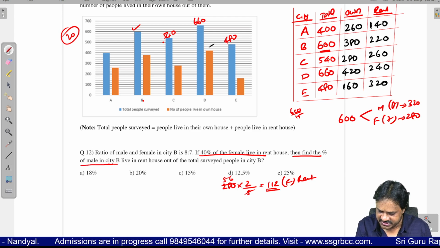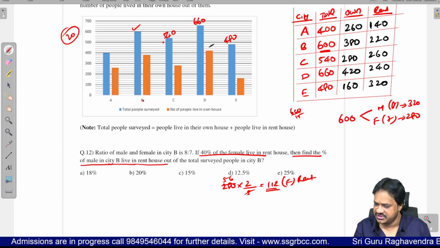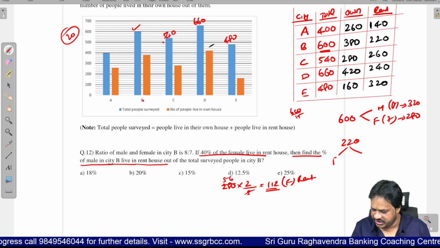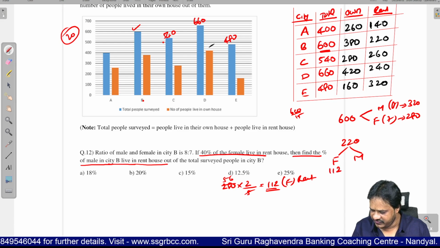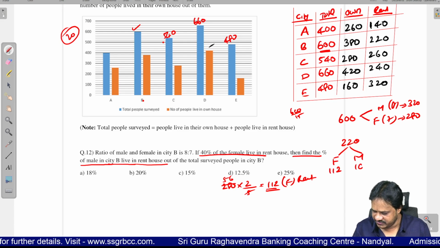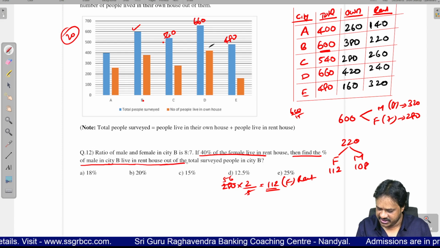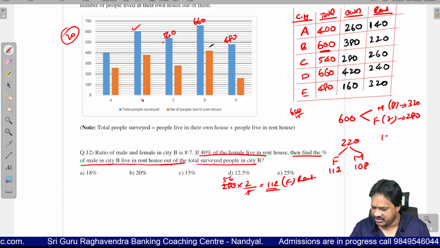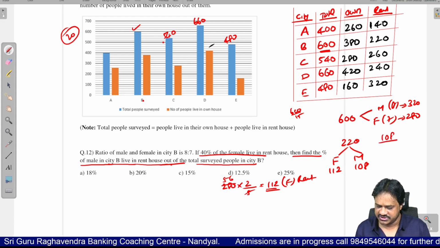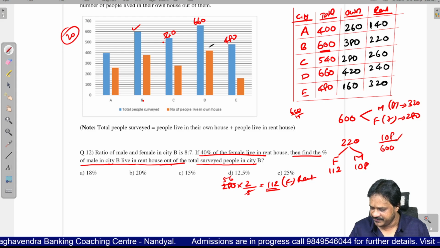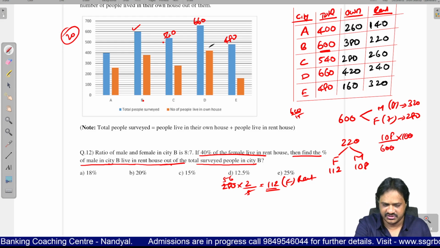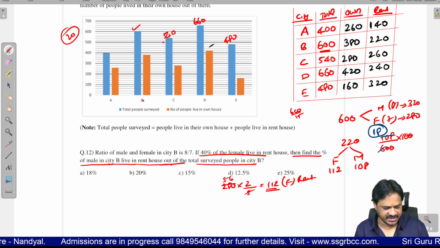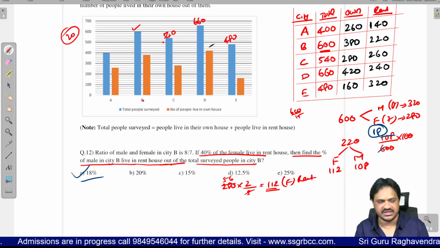Then find the percentage of males of B in the rent house. Total B we are having in the rented house 220. In 220 the females will be there, males will be there. Females are 112, therefore males will be 108. So we want males living in rent house in B out of total people surveyed. So males living are 108. Total people surveyed in B 600. This is what percent? So 0s cancel. 6 ones 6, 8. So the answer is 18%. Option 1 is the correct answer.